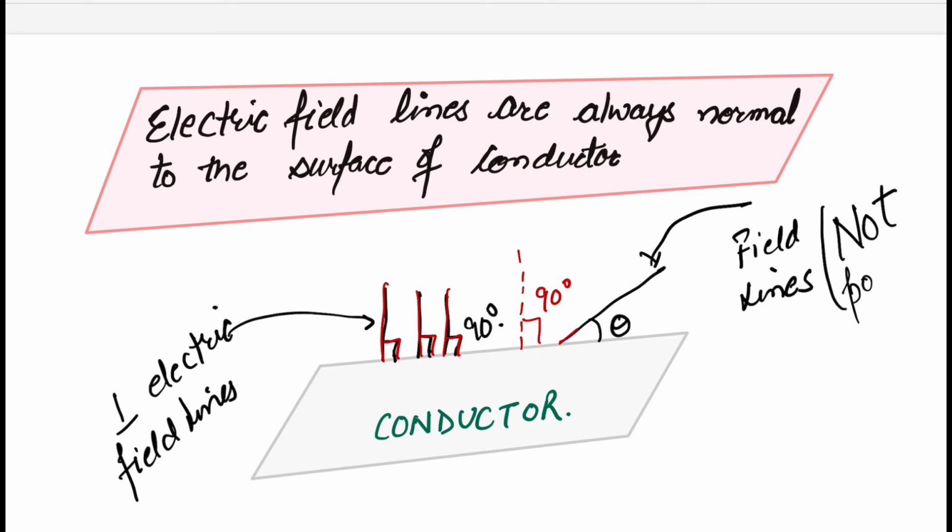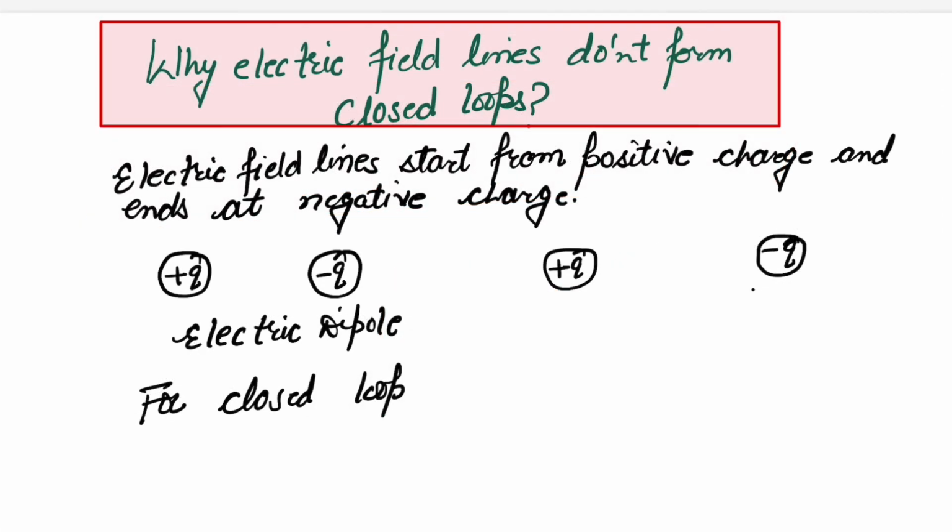If you assume that a field line has this kind of orientation on the conductor, then this is not possible. This is not allowed. The field line cannot have this kind of orientation on the conductor. Only a perpendicular alignment is possible, which means field lines are always normal to the surface of the conductor. Next, electric field lines do not form closed loops.